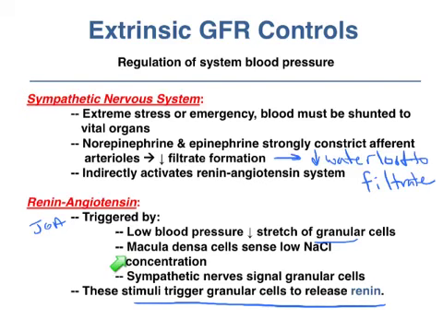Remember, a low sodium chloride concentration means that there is too much sodium chloride reabsorption. Actually, I should reverse the direction. Low sodium chloride concentration comes from a high sodium chloride reabsorption, which comes from a low glomerular filtration rate. So that low sodium chloride concentration in the distal convoluted tubule indicates a low glomerular filtration rate.